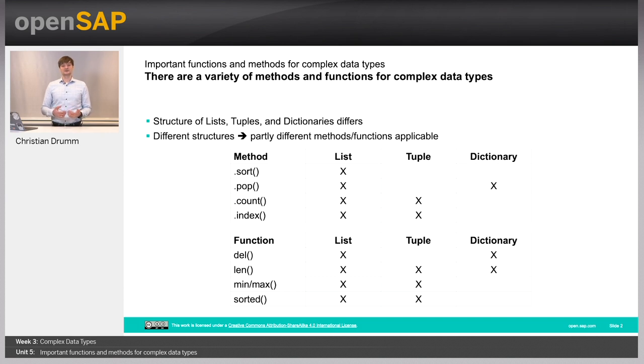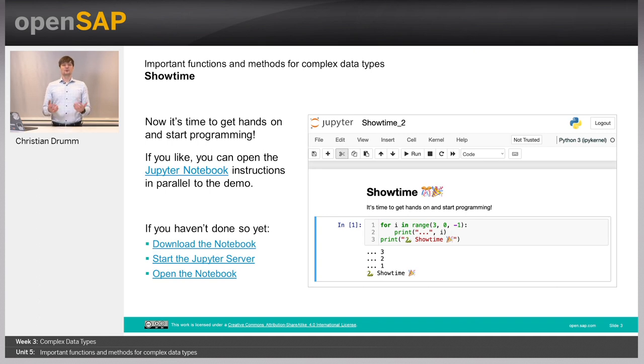And as a result of these different properties, tuples, dictionaries, and lists offer different functions and methods that can be used together with them. In this slide, I've given a short overview of some of the methods and some of the functions and if they're applicable to lists, tuples, or dictionaries. I will not explain these functions right here on the slide. Instead, this is just an overview. We will now switch over to our Jupyter Notebook again, and I'll explain some of these functions in the Jupyter Notebook.